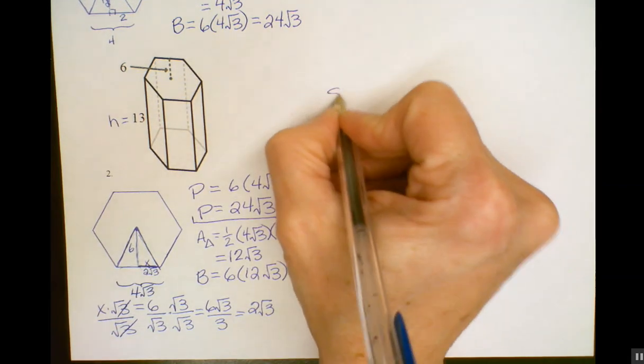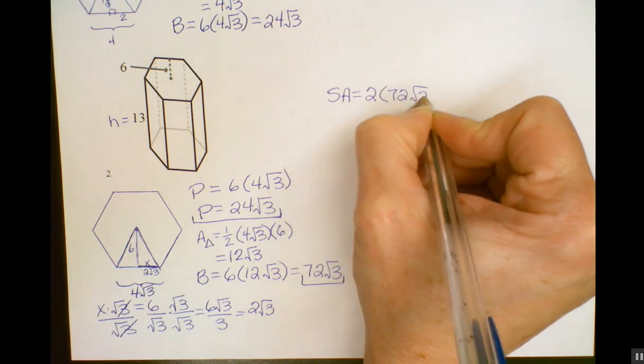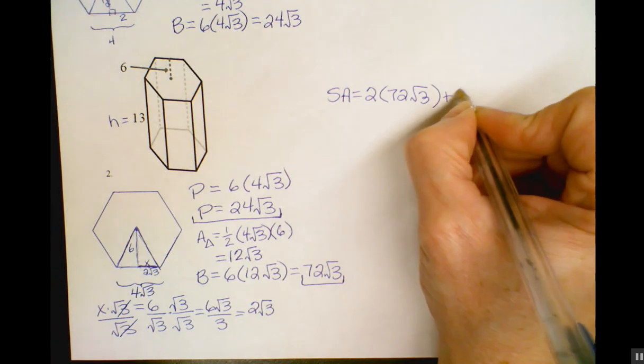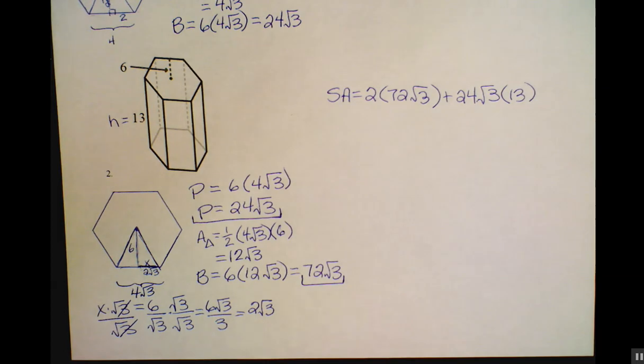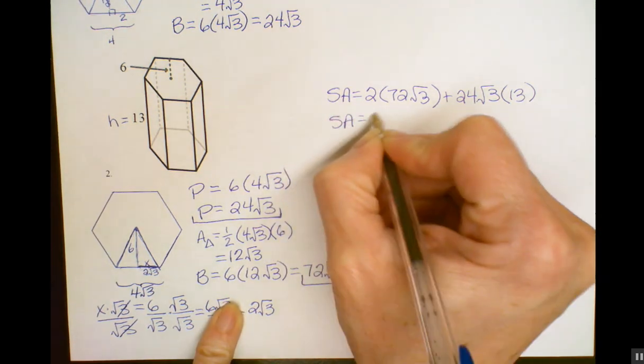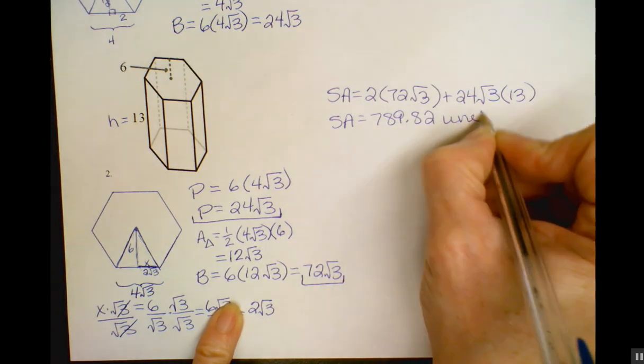All right, surface area. 2 times the area of the base plus the perimeter of the base times the height of the solid, 13. Type it in your calculator, making sure that if your calculator opens a parenthesis anytime you use a square root, make sure you close that after the 3 each time. And in this case, we end up with a surface area of 789.82 units squared.